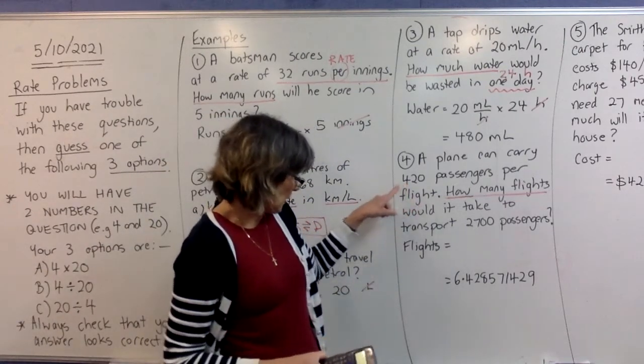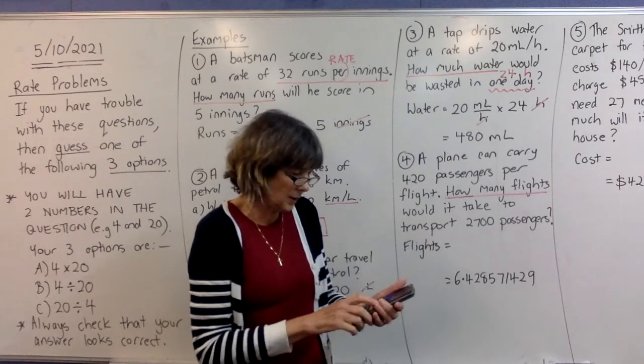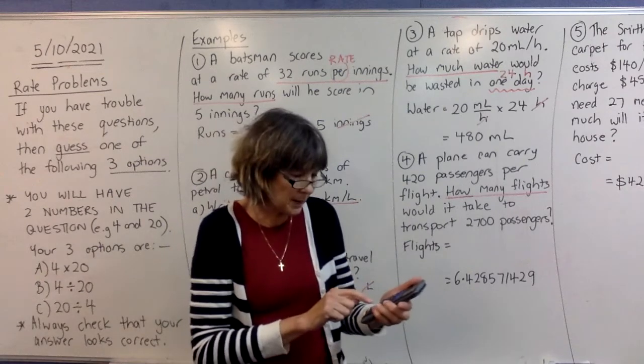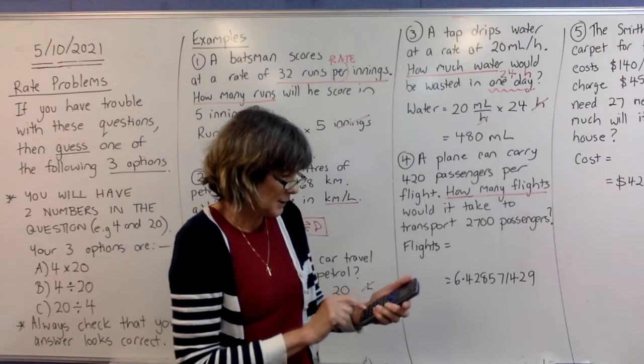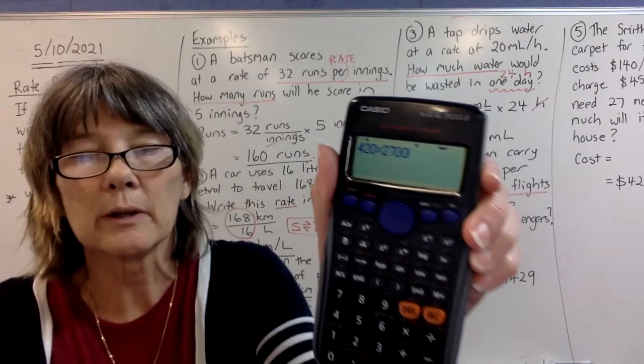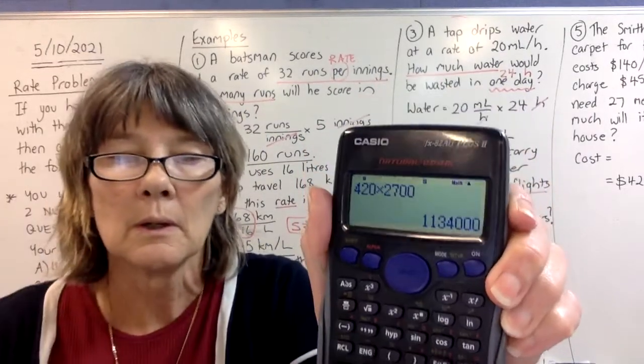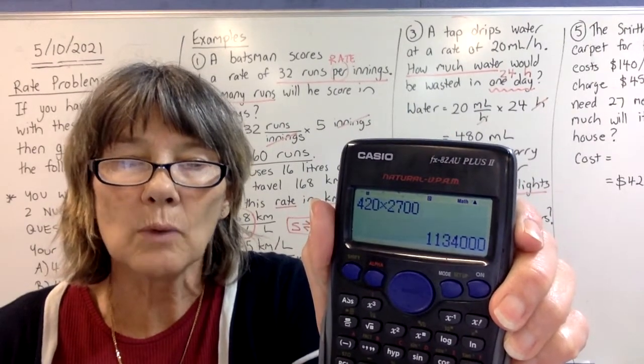Okay, so here's your 2 numbers, 420 and 2,700. So I'm going to just times the 2 numbers together. And let's just see what we end up with. So we press equals. All right, now that says 1,134,000.